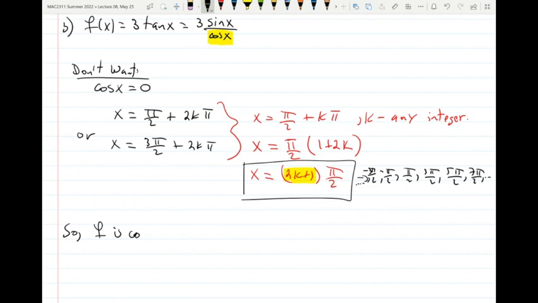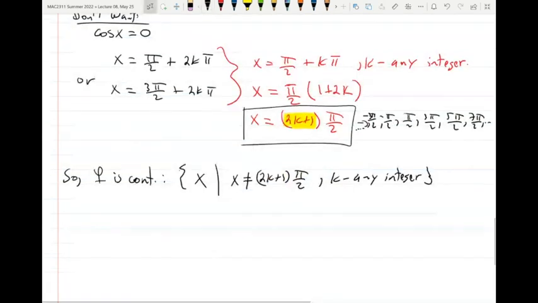So f is continuous in the following interval. So that's all real numbers x such that x is different than 2k plus 1 times pi over 2, where k is any integer. If you want to write this in interval notation, it's a little bit more complicated because now we're talking about infinitely many intervals here, right? There are infinitely many pieces because you have to skip infinitely many points.